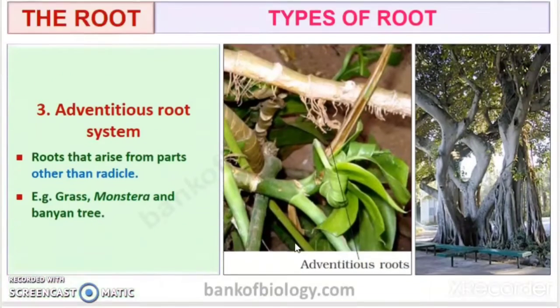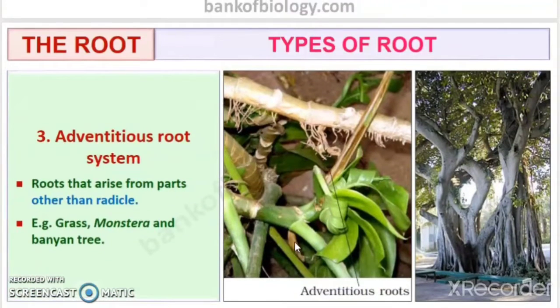Coming to the next root system, which is called the adventitious root system, here the roots arise from parts other than the radicle. Examples are grass, monstera and banyan tree. You would have seen many branches arising from the stem of the banyan tree, right? These are all called adventitious roots, and this adventitious root system helps the plant to support themselves.